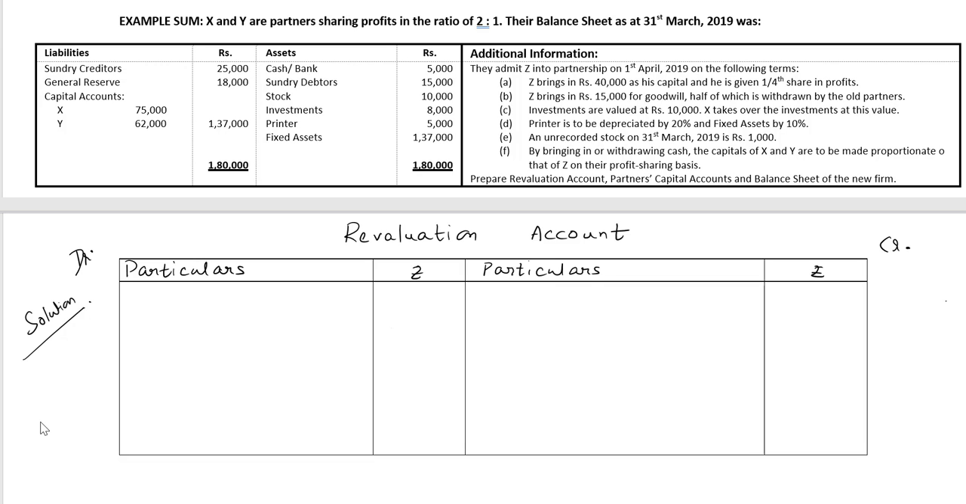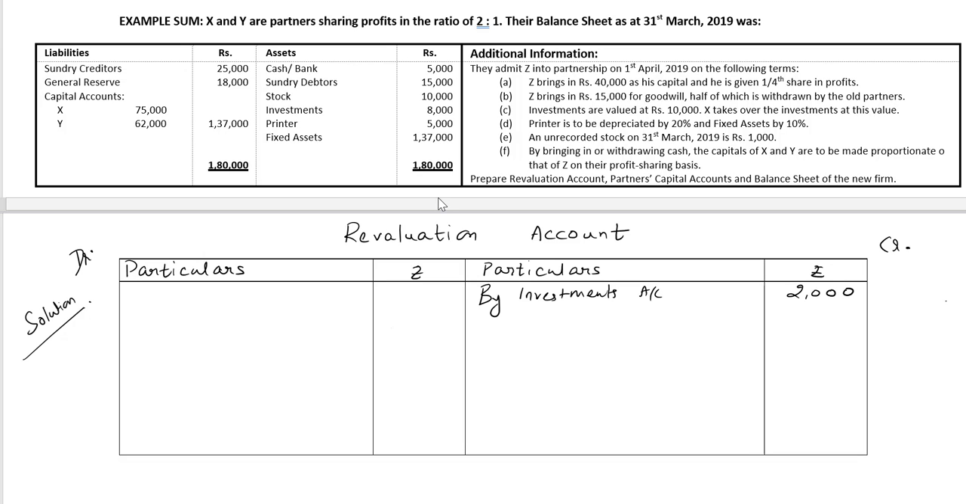Point C says investments are valued at rupees 10,000. X takes over the investments at this value. So we have to increase the value of investments from 8,000 rupees, at what value it appears in the balance sheet, to rupees 10,000. So by investments account, ₹2,000.